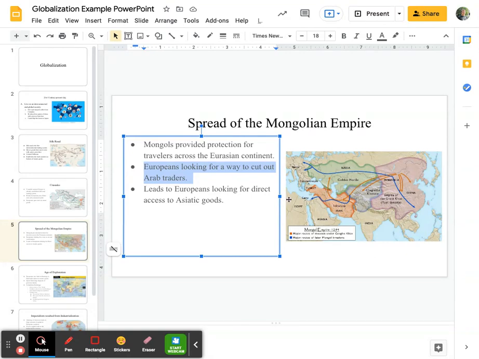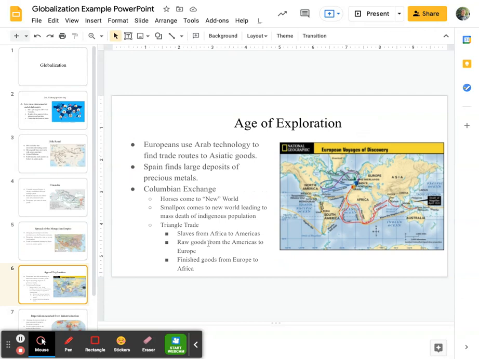We want to cut out these traders in the middle, okay? Which is going to lead Europeans to look for direct access to Asiatic goods, which is going to lead us right into the age of exploration. So the European powers are going to look for various ways of cutting them out. The Portuguese are famously going to go around the Horn of Africa to establish trading ports in India.